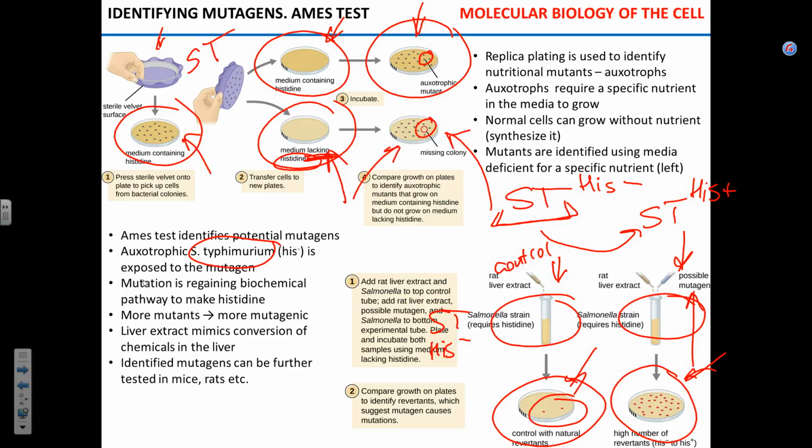What is the liver function? Among many others. Yes, but it's not relevant for this one. What does it do to various chemicals? Filters and converts. Okay? It chemically modifies things like toxins or drugs. So rat liver extract is added there to model the potential effects of the liver on the metabolism of the mutagen.